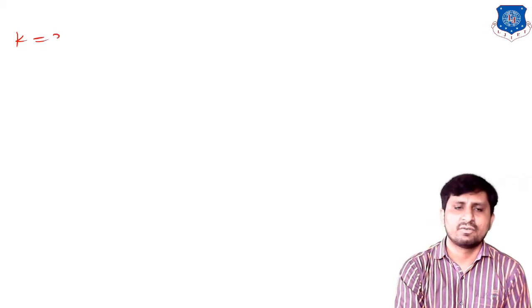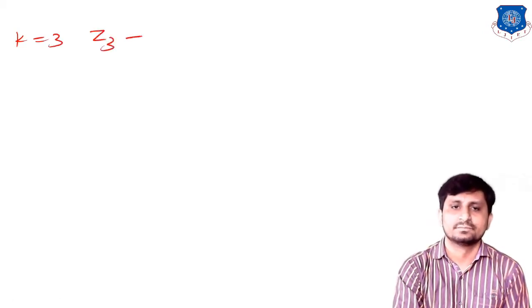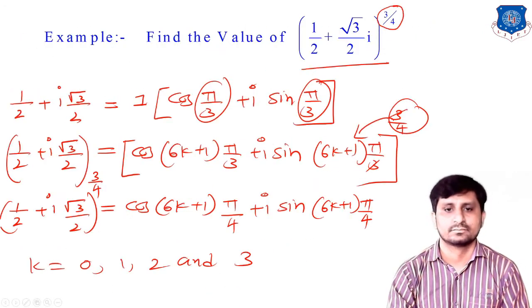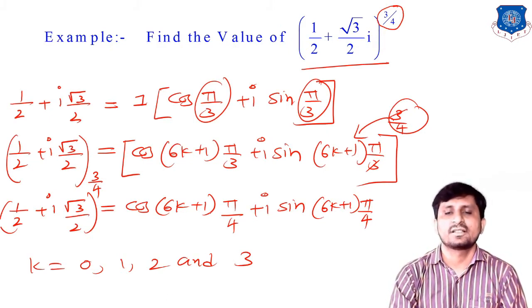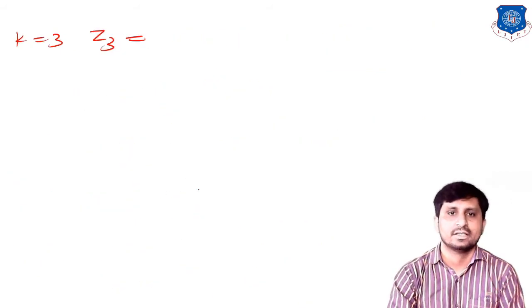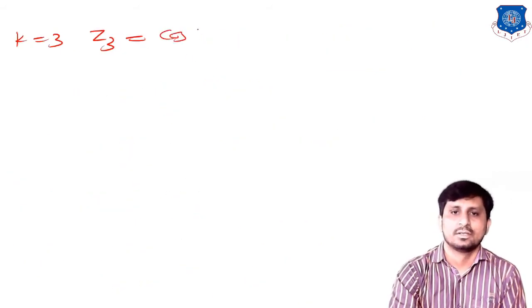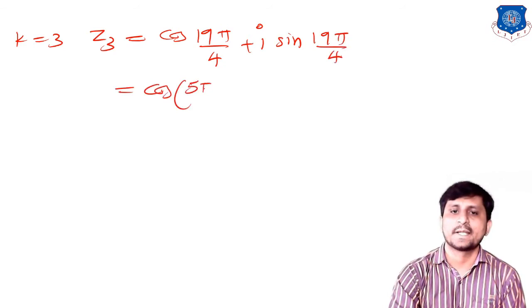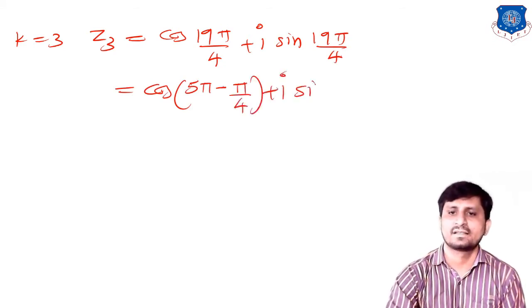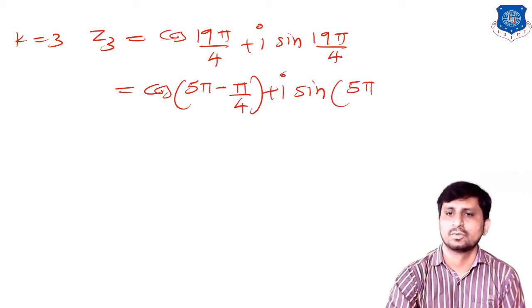Now let's take k is equal to 3. So Z3 is cos 19 pi by 4 plus I sin 19 pi by 4. So this can be written as 5 pi minus pi by 4.